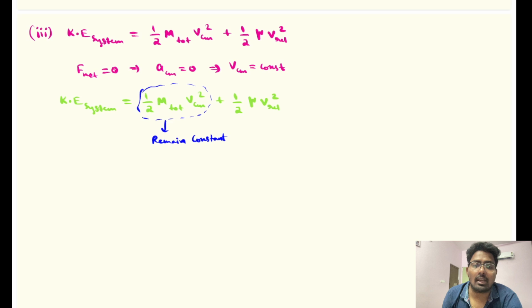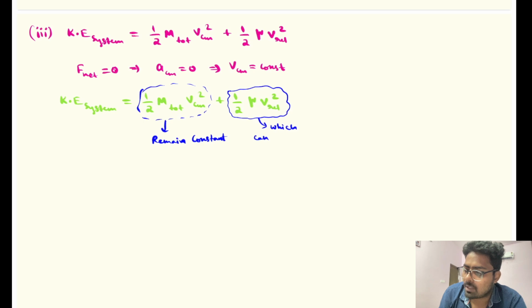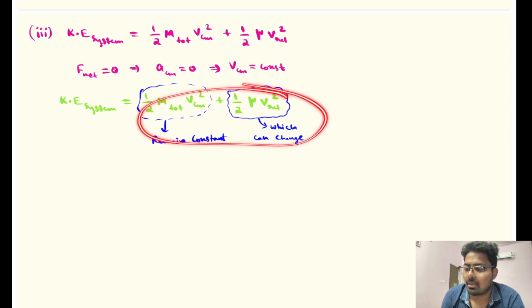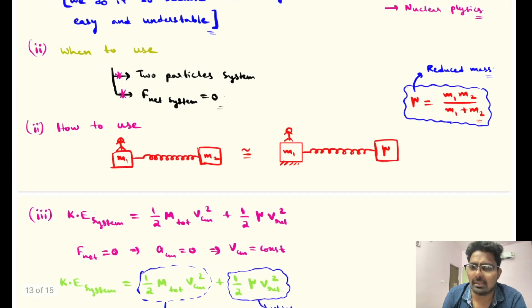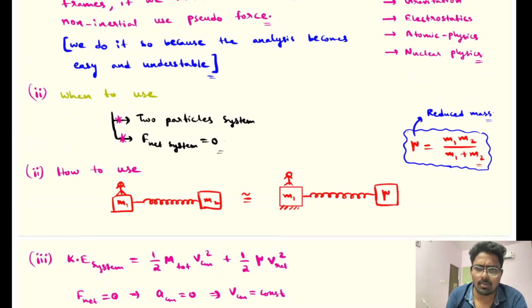That means whatever might happen for this system, the only thing that can vary is this one. You need to understand that this is the part which can change. Which part? The half mu into V relative squared part. This is the part which can be changed. Why you need to understand this formula, you'll understand in a while. So, this understanding about reduced mass is fine.